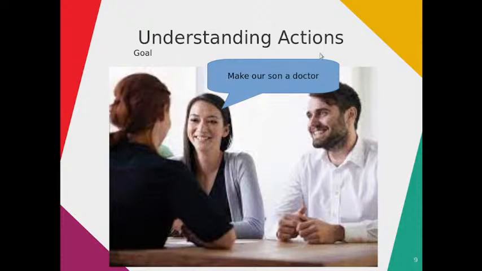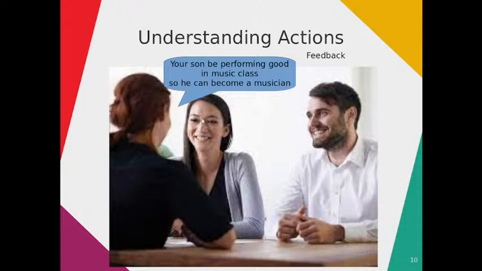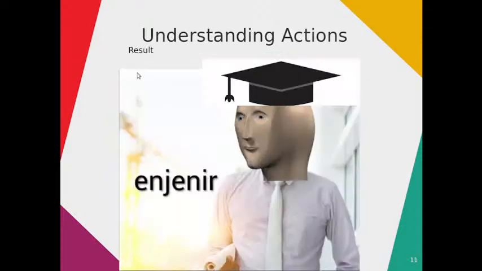So let's understand actions. In actions there is a goal, there is feedback, and there is a result. The parent says, make our son a doctor. Then the teacher says, your son is performing well in music class, he can become a musician. That's the feedback. But the son becomes an engineer, and this is the result.